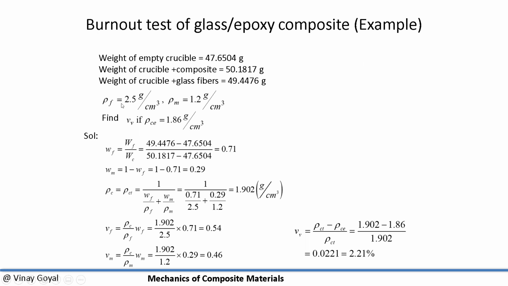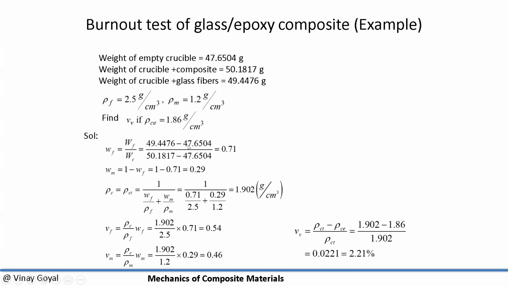Then I know the density of the fiber and I know the density of the matrix because it's provided, usually from the spec. And then I want to find the volume fraction of the voids if the experimental density of the composite is 1.86. So first I'll calculate the weight fraction, which is easy.